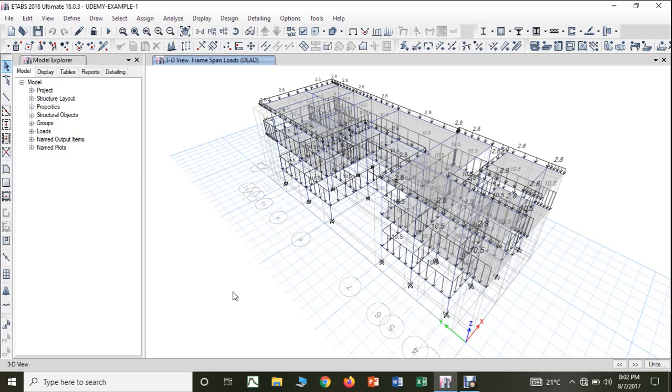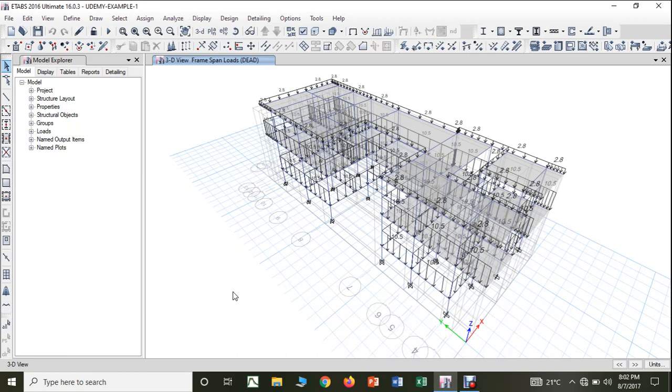Welcome back, learners. As you know, in the previous lecture we discussed the application of the dead loads on the problem that we have taken. As I already told, IS 875 part 1 is the IS code that we are supposed to follow in order to apply the dead loads.